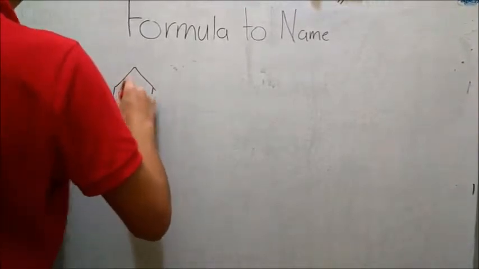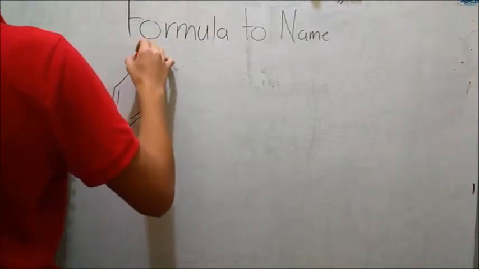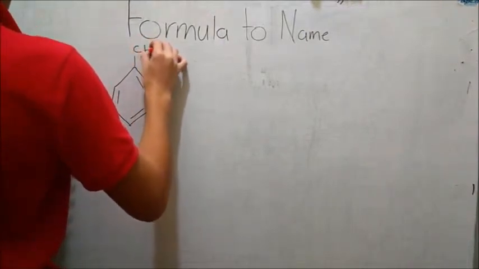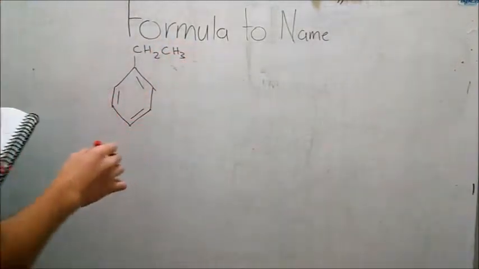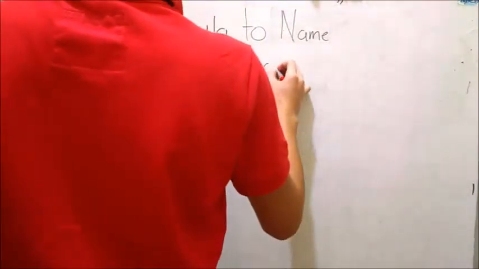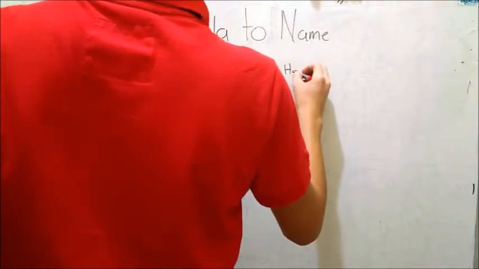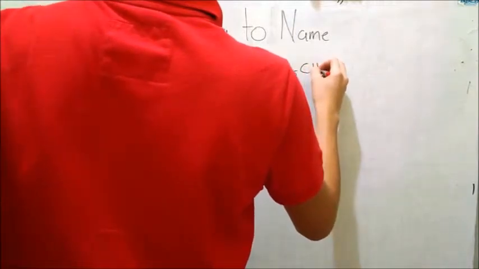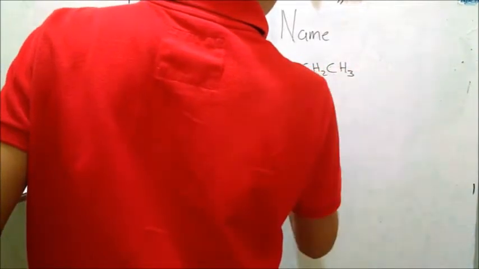Okay, and then we draw it. It is CH2 CH3. The general formula from this is C6H5 CH2 CH3 from this one.